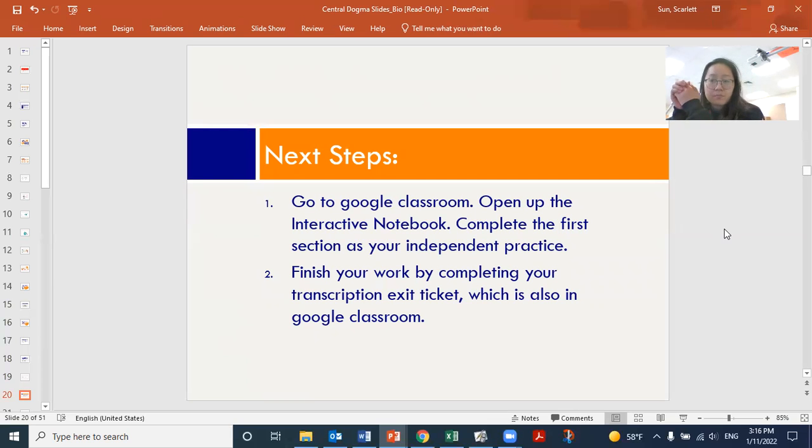At the end, once you finish the independent practice, you have a quick exit ticket. It's going to be a Google form as well on your Chromebook in Google Classroom. And you're going to finish that, and then you'll be done to chill and relax for the rest of the class period. That's all I have for today.